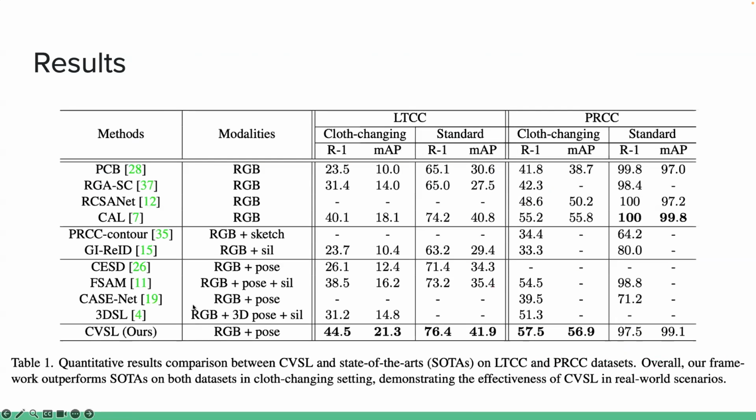These are the quantitative comparison results between our framework and the current state of the art on two datasets. Overall, it can be seen that our framework outperforms the state of the art on both datasets in the cloth-changing setting. For example, we outperform CAL by 4.4% in rank 1 accuracy in cloth-changing and 3.2% in mean average precision. This demonstrates the effectiveness of our framework in real-world scenarios.